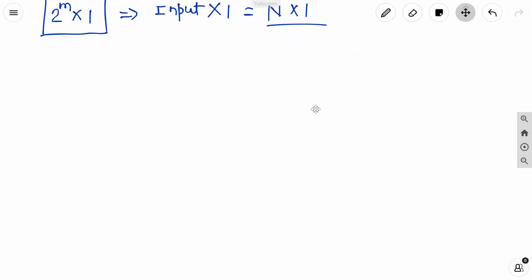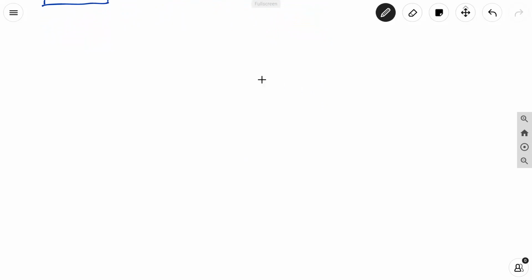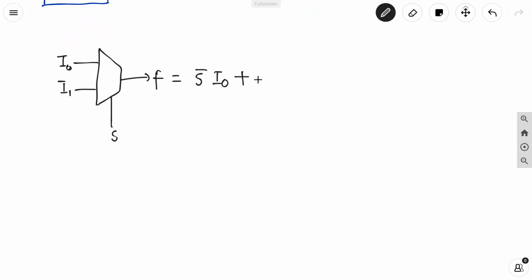Next, if the inputs are given, I am taking the example of a 2 is to 1 mux. These are the two inputs, I naught and I1, and one selector which is S. So what is the expression for this output? The output is decided by the select line. If the select line is 0, that is, the select line is complemented, we are selecting the input I naught, and if the select line is high, we will select the input I1. So this is the output.